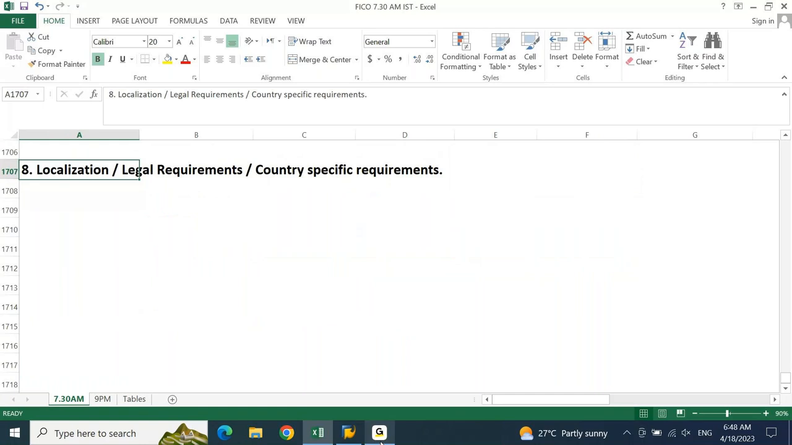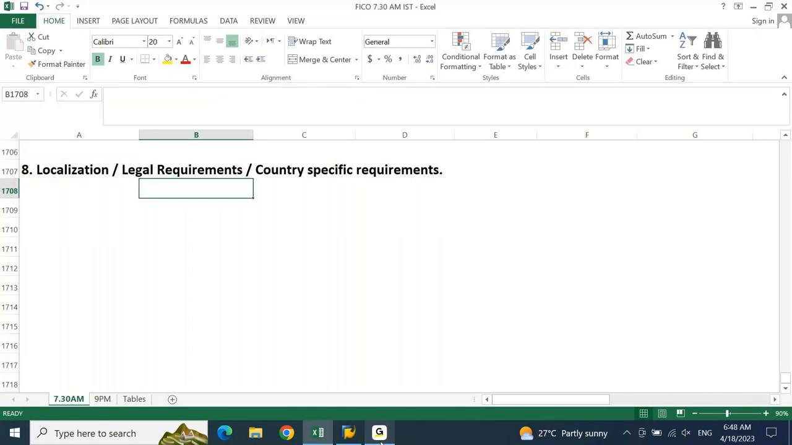Okay, when we talk about localization, legal requirements or country specific requirements, there are 2 points here. Point number one is your fixed assets. Point number two is your taxation.